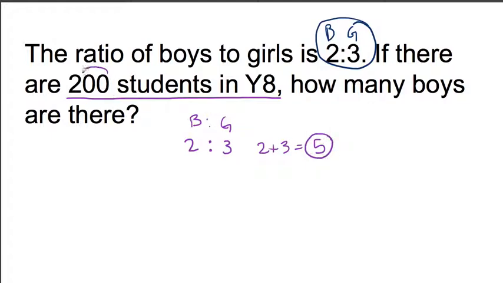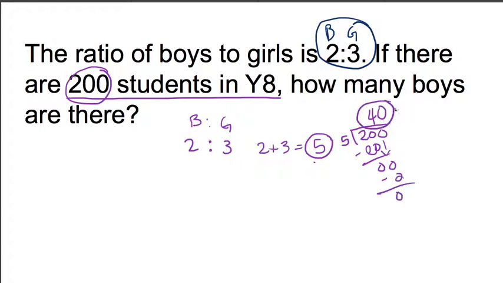But it said there are 200 students. What are we going to do? Same. 200, the real total divided by the simplified total, which is 5, will give you 20, 0, bring down the other 0. 0 divided by 5 is 0. 0 times 5 is 0. So the answer is 40. 40 is our magic factor.